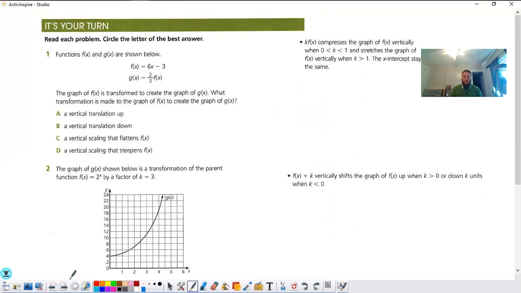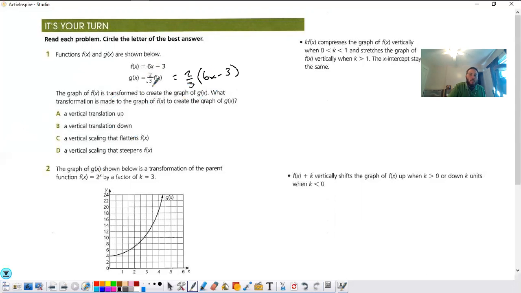So what we can also say here, right, g of x is also, we could say 2/3 and then substitute in f of x, 6x minus 3. So the graph of f of x is transformed to create the graph of g of x. What transformation is made to the graph of f of x to create the graph of g of x?